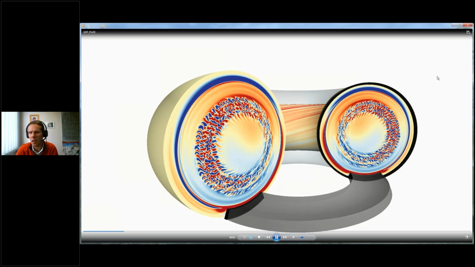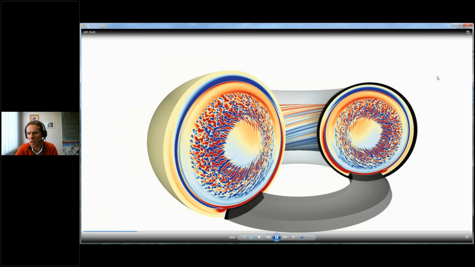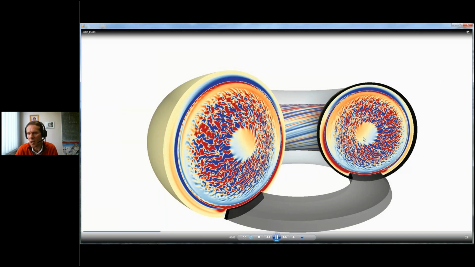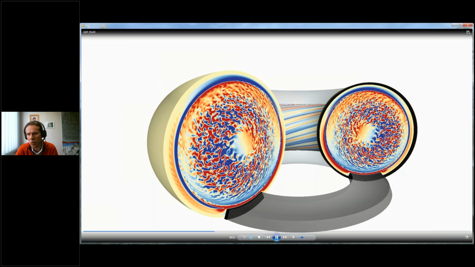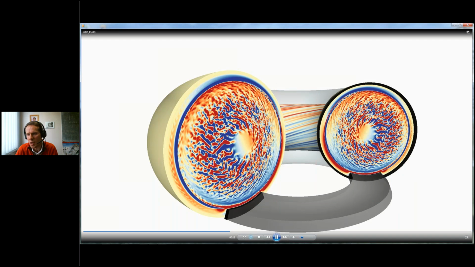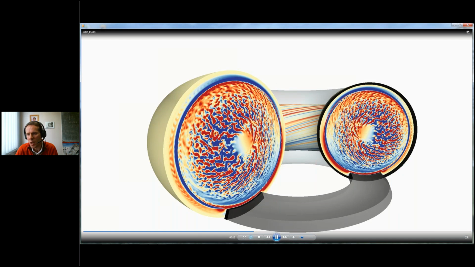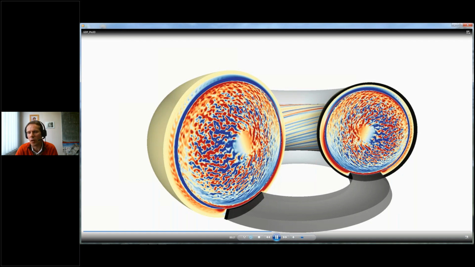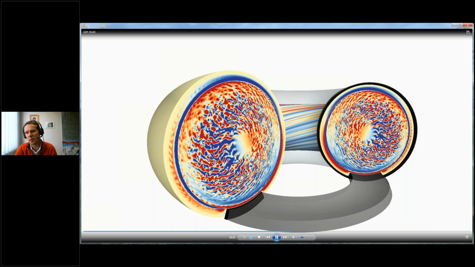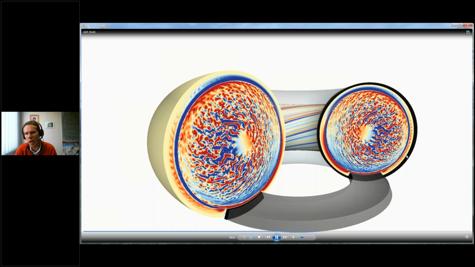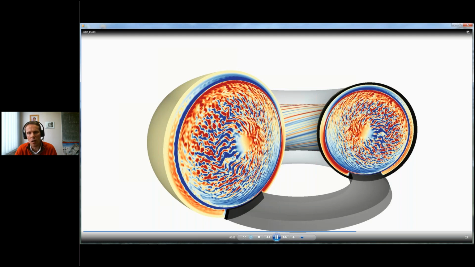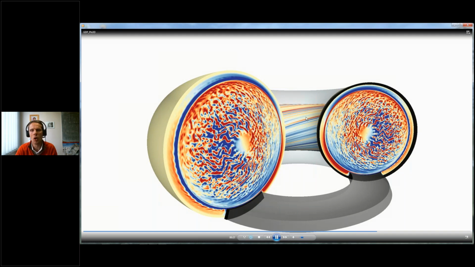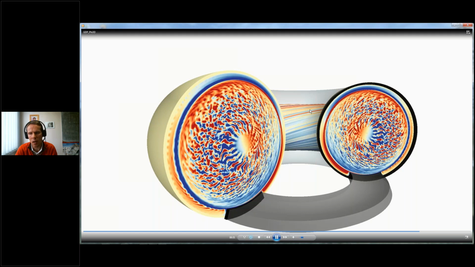And what is interesting, you can see several things. You can see the small scale turbulence which develops. Interestingly enough, you can see also the plasma which is rotating, and rotating in different directions depending on the flux surface that you look at. You can also see that the fluctuations are much elongated along the field line.